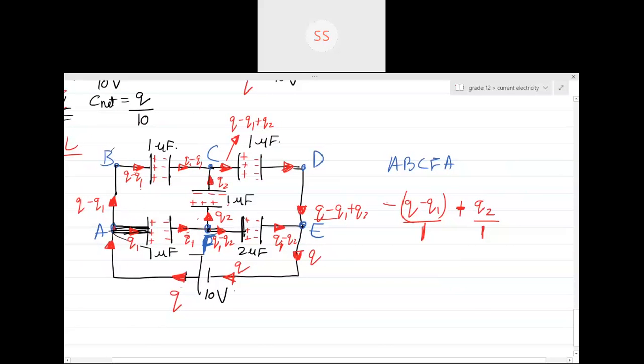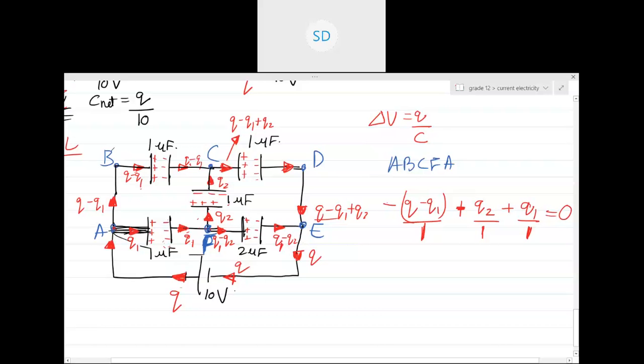Then you reach this. Sir, why is it upon 1? Because it's a capacitor, no? Delta V is Q by C. The capacitance was 1 microfarad. Then after that plus Q1 by 1. So in a capacitor, we don't consider the way the charge flows. Rather, we consider which terminal of the battery we have entered from. Although you can consider that as well.